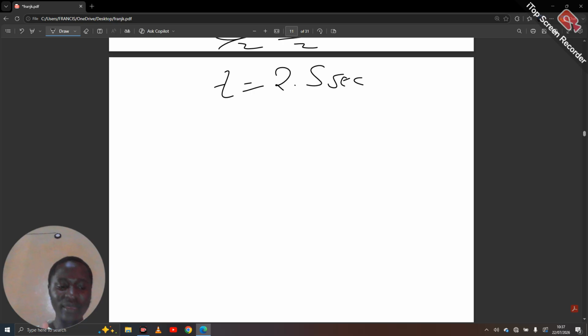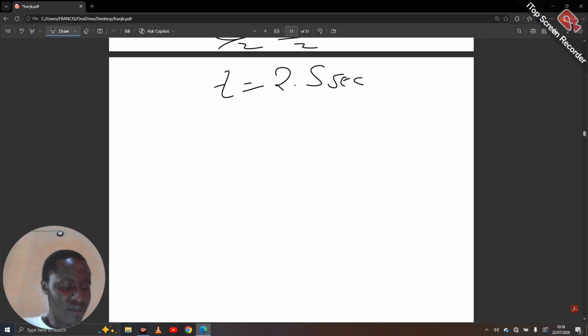Okay, that is the first question answered. So that means the particle will take 2.5 seconds to attain the maximum velocity. That's 2.5. Let's answer the second part of the question. That is the distance it covered to attain that maximum velocity.